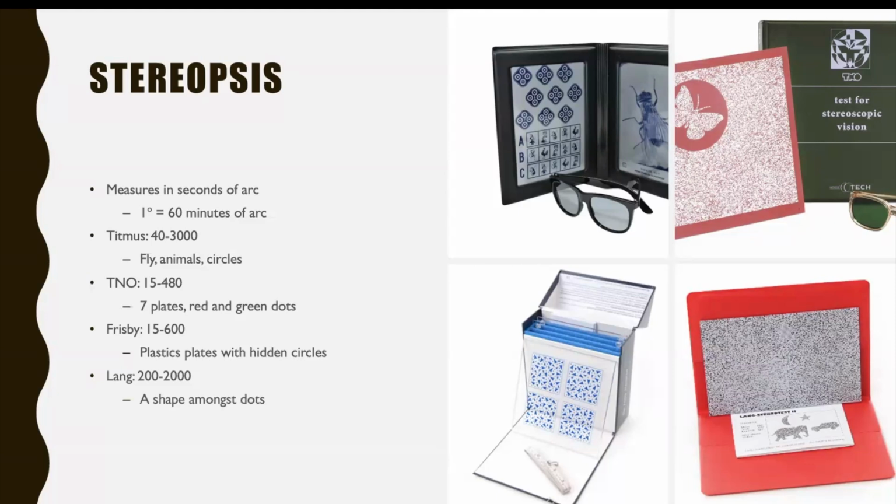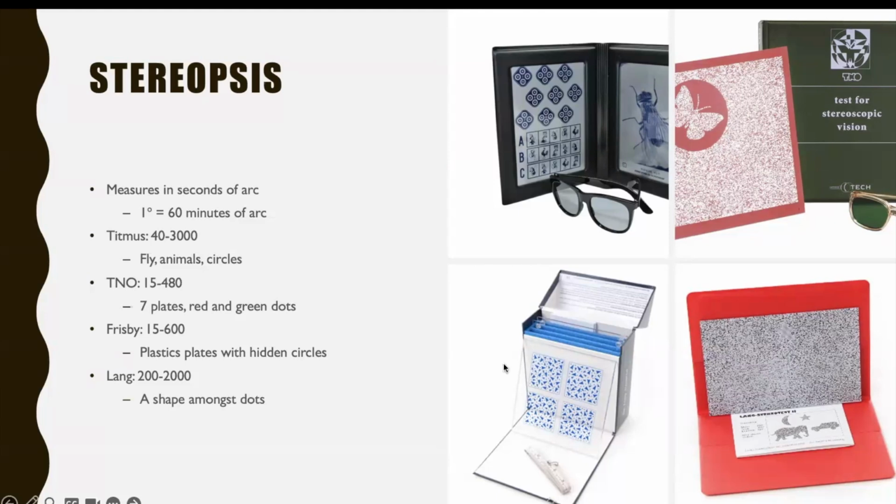So the Titmus test, I always remember this as the litmus. This has the largest range of testing, all the way from 40 up to 3000 seconds of arc. And you've got this picture here in the top left, looking at the fly, the animals and the circles going up in degrees. The TNO test, you've got these 7 plates with red and green dots and red and green glasses.